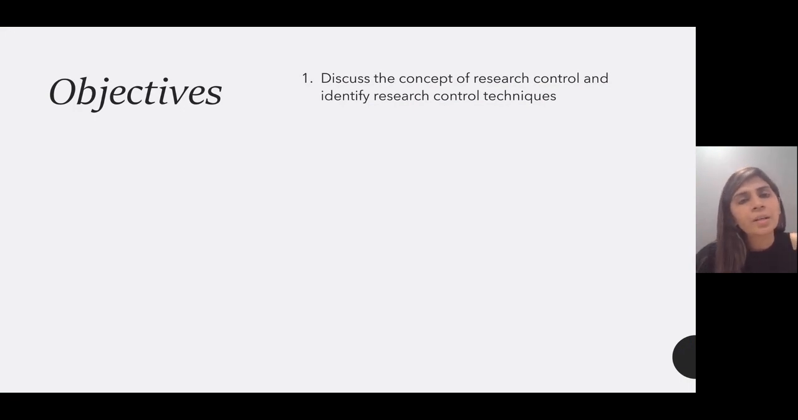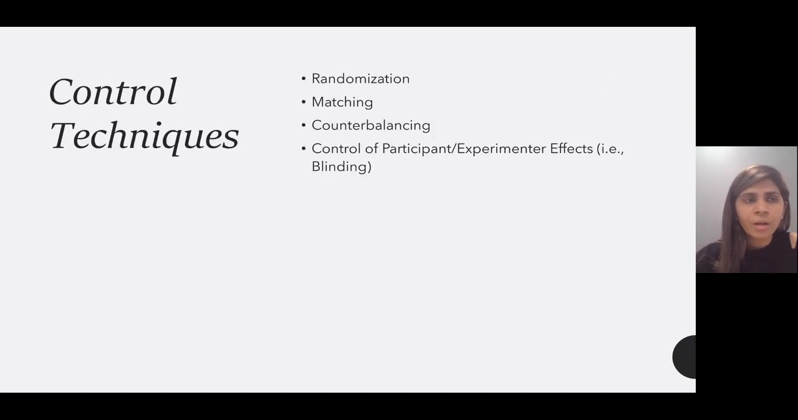In this module, we will discuss the concept of research control and identify research control techniques. The control techniques prevent the research from encountering different types of bias in research and contamination of results. There are different types of control techniques such as randomization, matching, counterbalancing, and blinding.